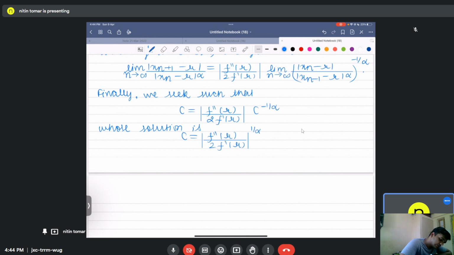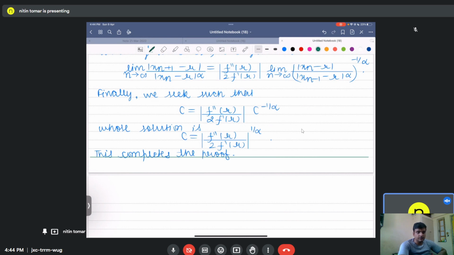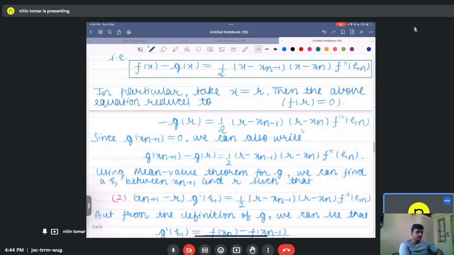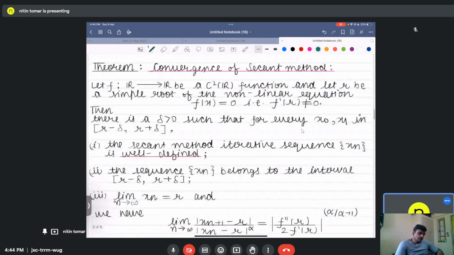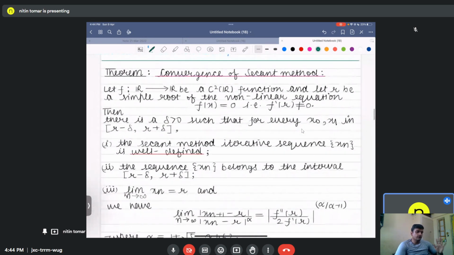One by alpha, and this fortunately completes the proof. So this was the longest proof in this discussion session that we have done. This completes the proof. So now we have this convergence theorem for the secant method.